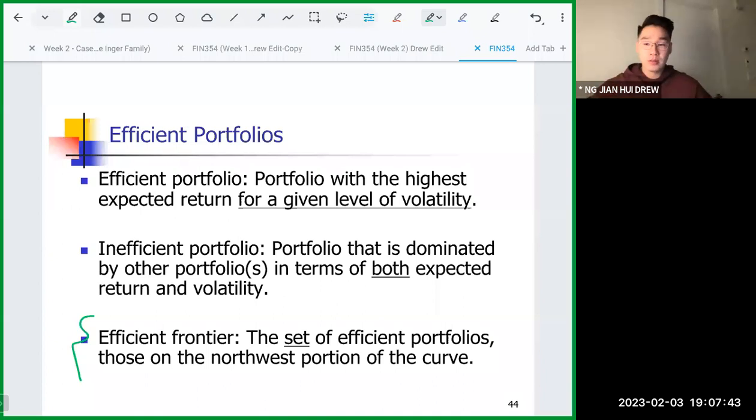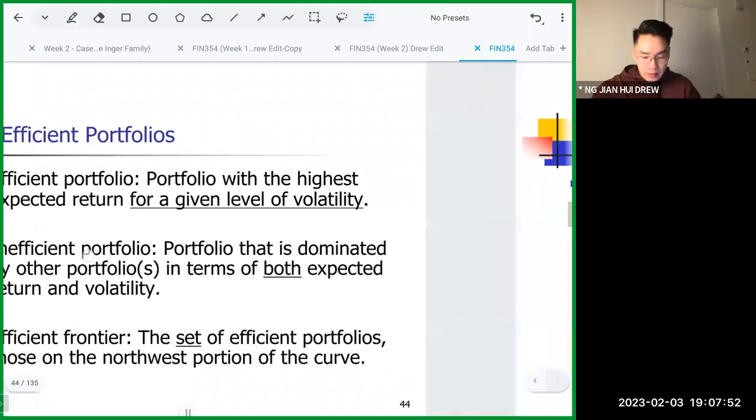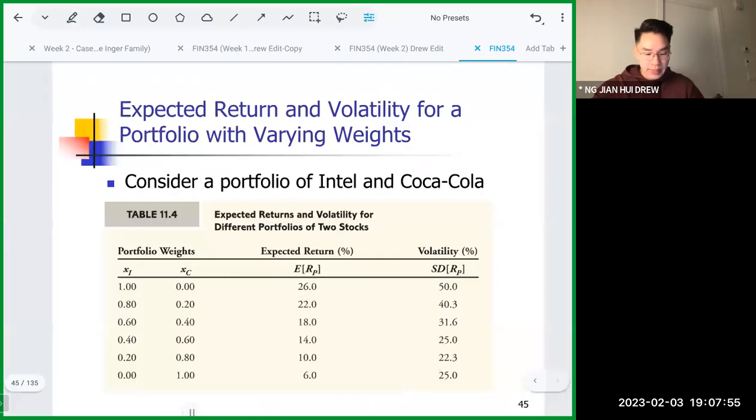So we don't really care about the unsystematic component. Okay. So this is the efficient portfolio. But what I'd like to show you is this.